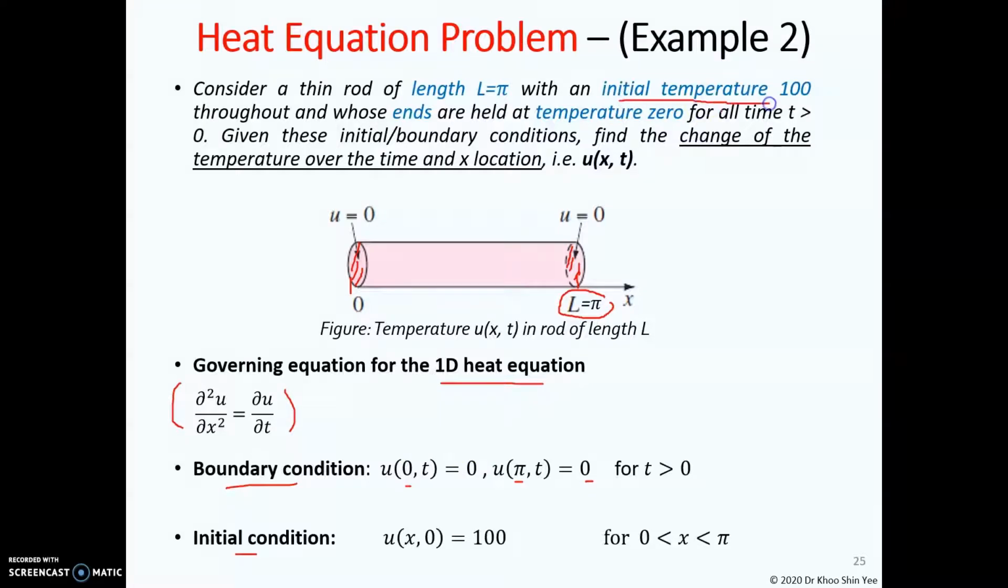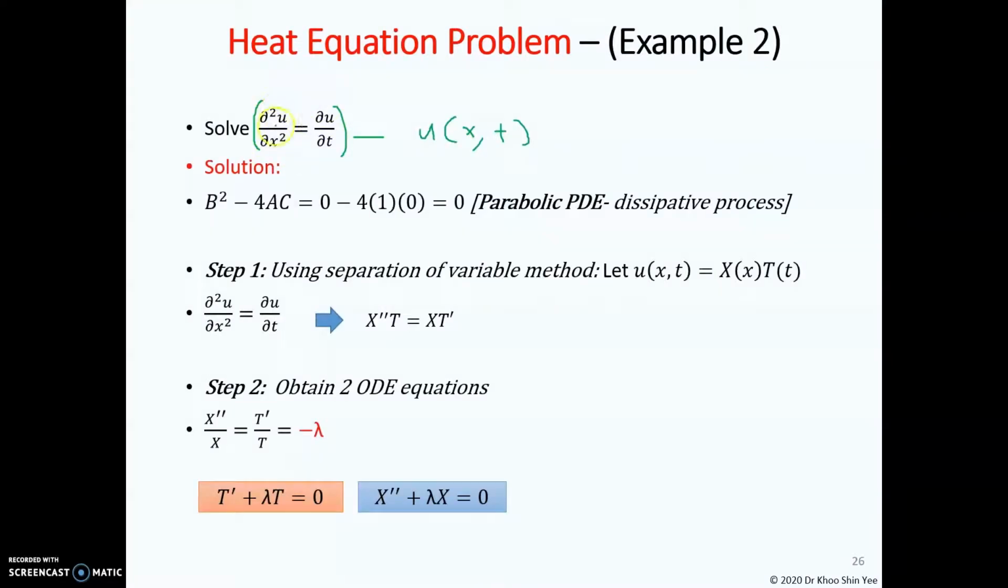The initial temperature at all the points here will be equal to 100 degrees Celsius. Therefore, you have the temperature at time equal to 0 is equal to 100 degrees Celsius at all the points x here. And the length x is between 0 to pi. So you have the same problem similar to example 1, just that the length and the initial temperature are provided now. So you want to solve this PDE and obtain the temperature distribution at various x locations at various times.